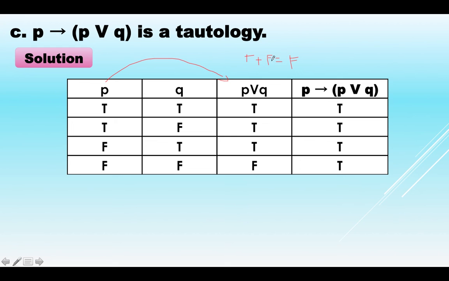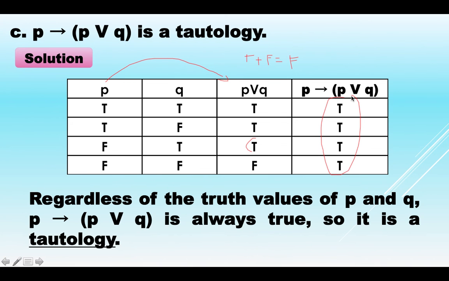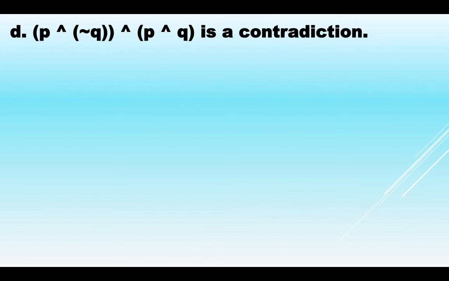So let's see. True, true, so true yan. True, true, true pa rin. FT, still the conclusion is true. So it's true. FF, since pareho, that's true. So therefore, this one is a tautology since pare-pareho silang true. Okay. Regardless of the truth values of P and Q, P implies P ∨ Q is always true, so it is a tautology.